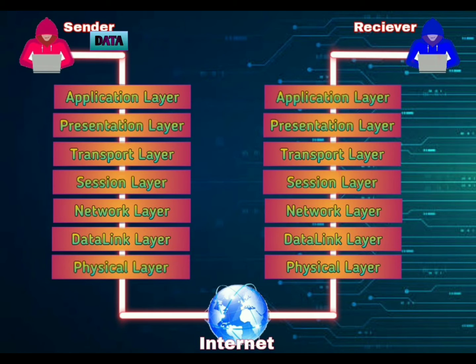When the sender sends data, first of all it goes through the application layer, then downward through each layer, it passes through the transmission medium, and the receiver gets the data finally, as shown.